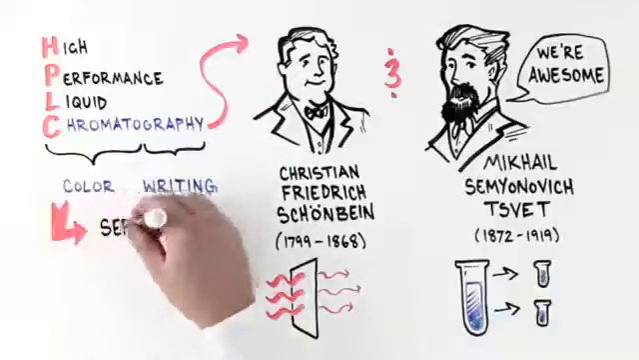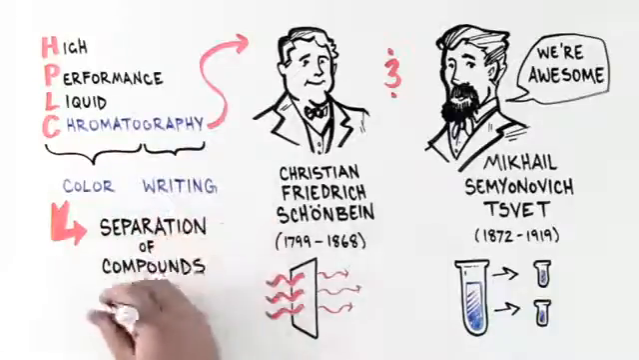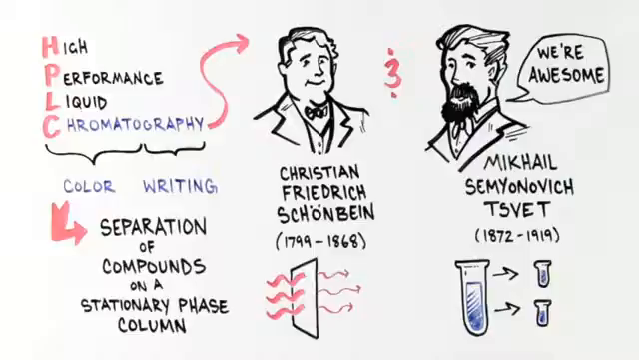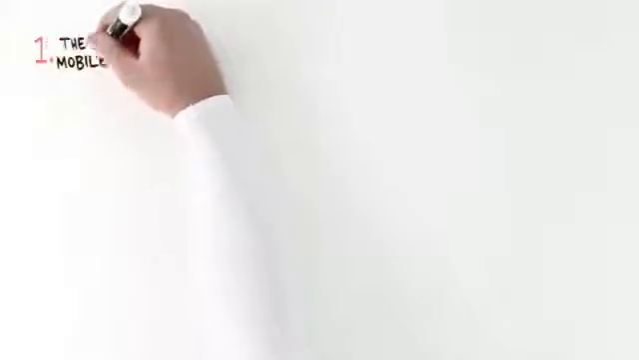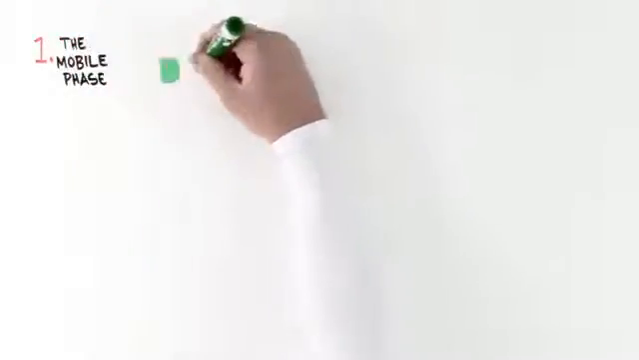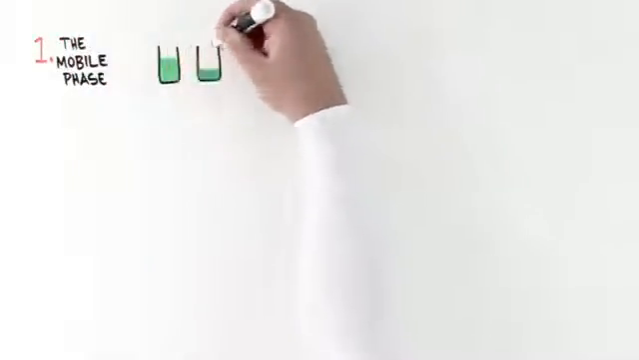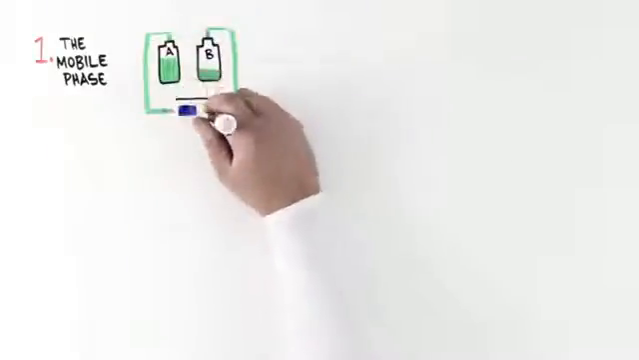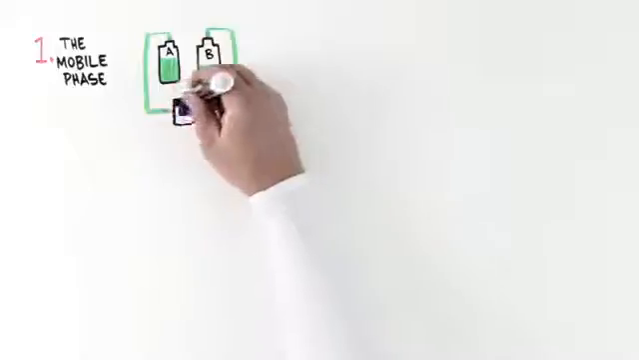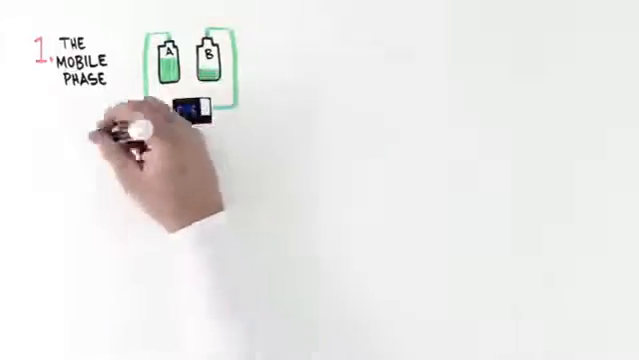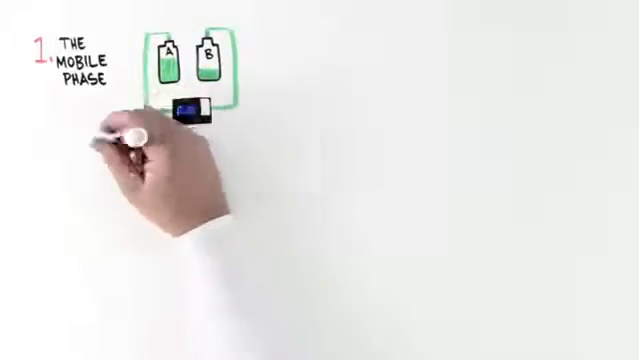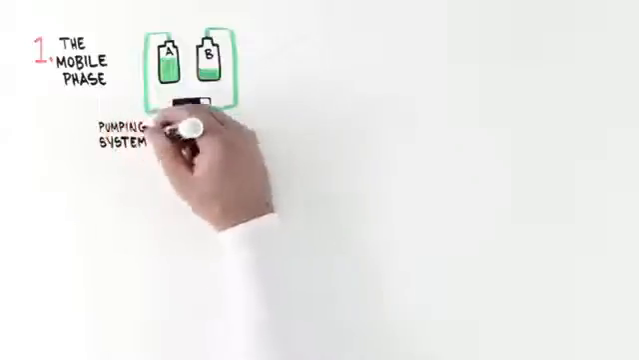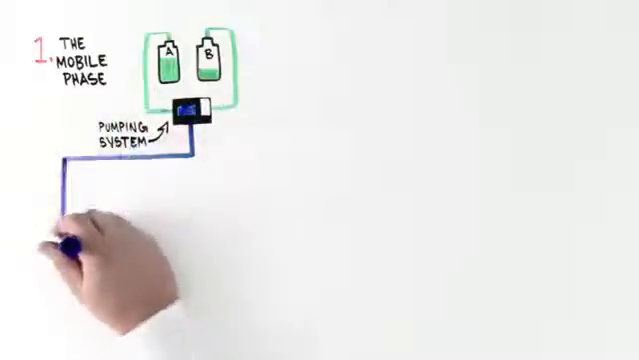High-performance liquid chromatography is the separation of compounds on a stationary phase column. The basic components of an HPLC system consist of 1. The mobile phase. This is the solvent that runs continuously through the system and pushes the sample through the column. The solvent is contained in a reservoir, located at a higher elevation than the pump in order to maintain a slight positive head pressure on the pump inlet. A solvent filter removes any particles that could potentially damage the system's sensitive components.